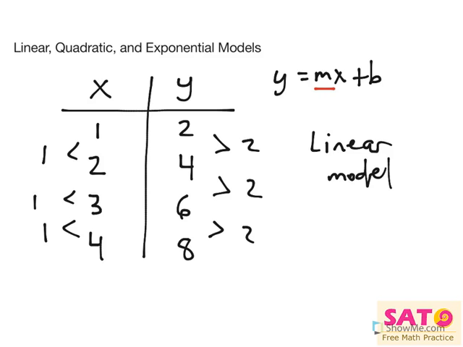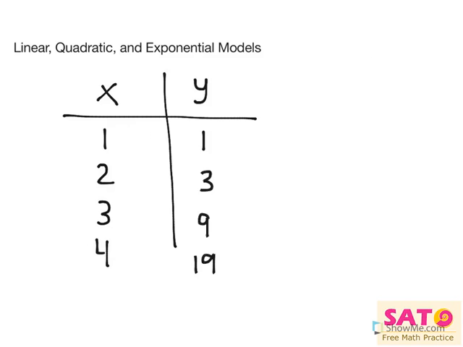And now if we're looking at quadratic, let's look at this one, and this one is quadratic. And if we look, x is still the same, plus 1, and plus 1. But y here is a little different, because from 1 to 3 we have a difference of 2. From 3 to 9 we have a difference of 6. So that's already not very constant, so we know it's not linear. And 9 to 19 is 10.